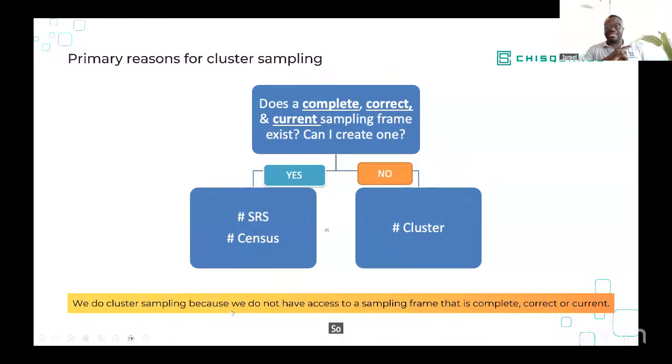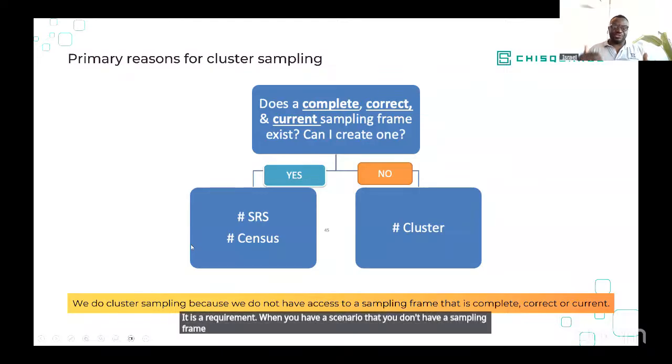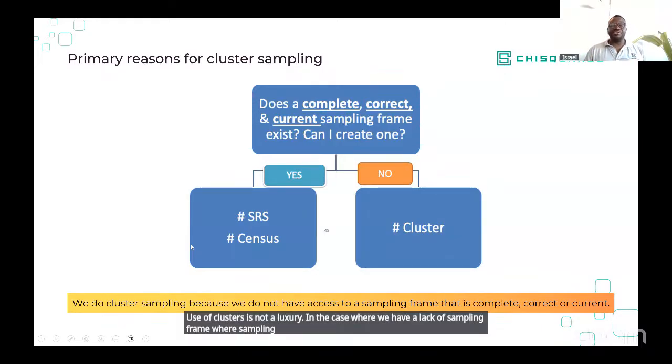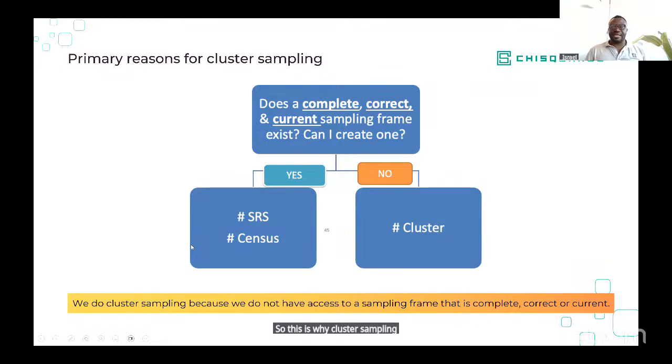So remember we said stratification is a luxury. Well, cluster sampling is not a luxury. It is a requirement when you have a scenario where you don't have a sampling frame, but you still need to generate a representative sample of that population. In that case, the only option you have at that point is to use cluster sampling. So while stratification or use of strata is a luxury, use of clusters is not a luxury in a case where we have a lack of sampling frame, where a sampling frame does not exist. So this is why cluster sampling is so important in survey epidemiology.